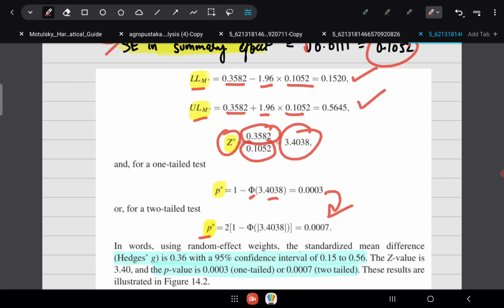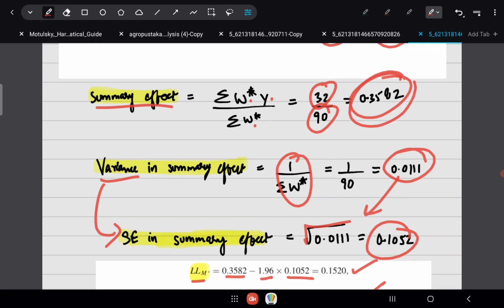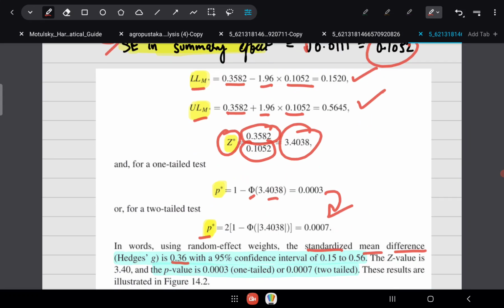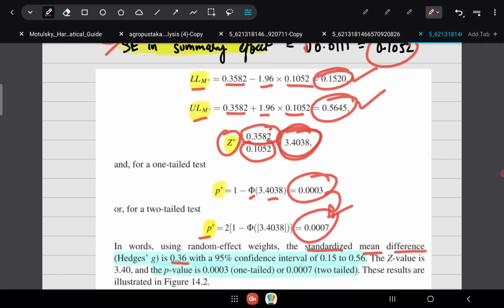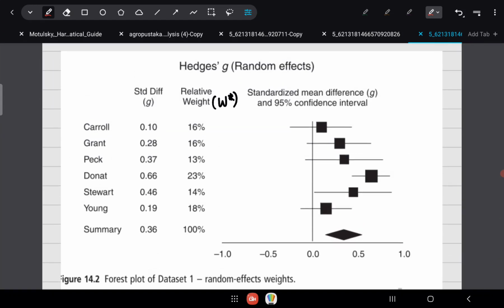random effect meta-analysis. The standardized mean difference, or Hedges' g, was 0.36, right? This right here, this is 0.36. The 95% confidence interval is from 0.15 to 0.56, right? The Z statistic was 3.40. The one-tail p-value is this and the two-tail p-value is this, and you can summarize this in the form of a forest plot as well.